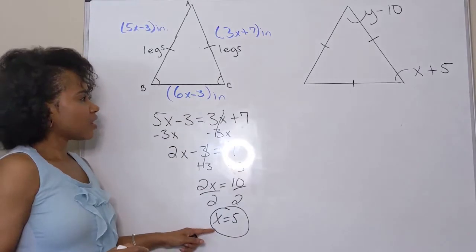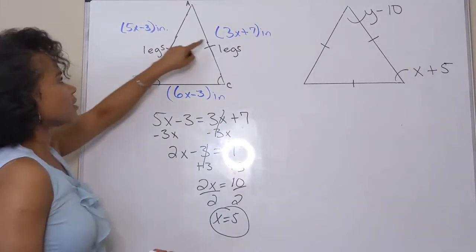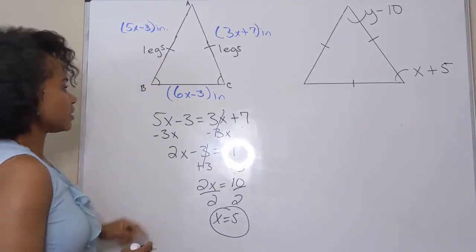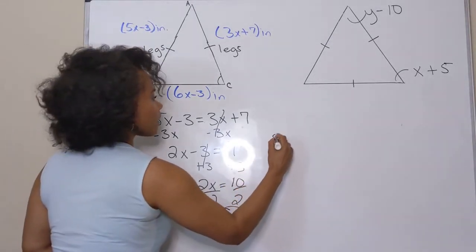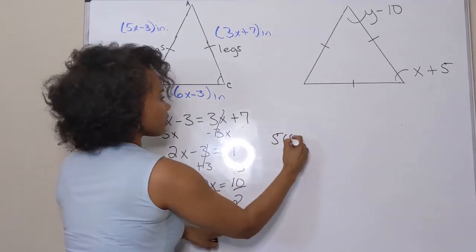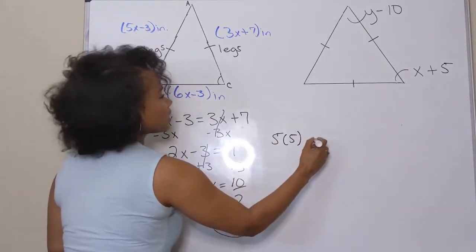Now since I've solved for x equals 5, to find the length of my legs, I could simply plug it in for x up here. So I have 5 times 5, because x is 5. I'm plugging that in.